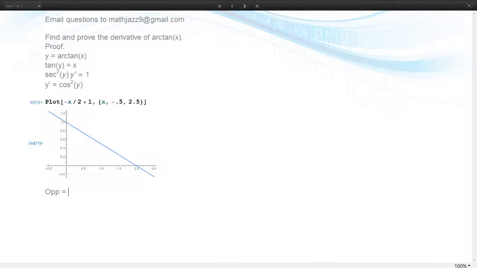Opposite equals x. The adjacent equals 1. And by the Pythagorean theorem, we get that the hypotenuse is equal to the square root of x squared plus 1.